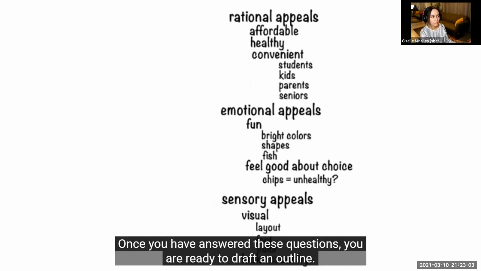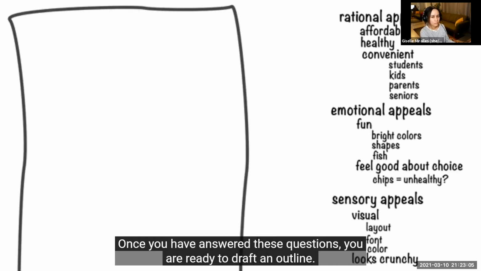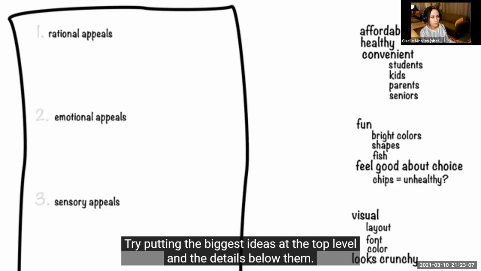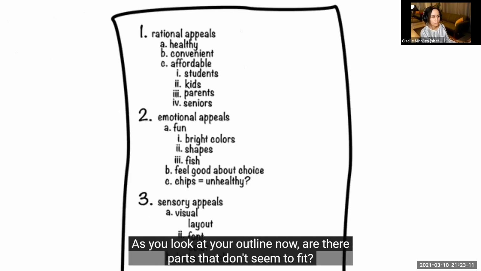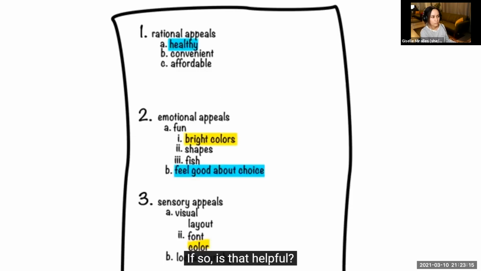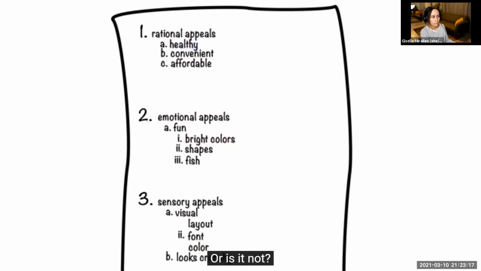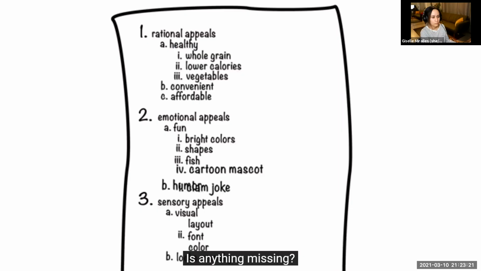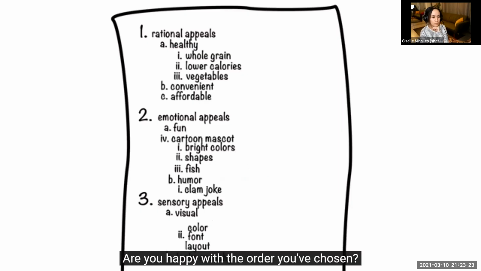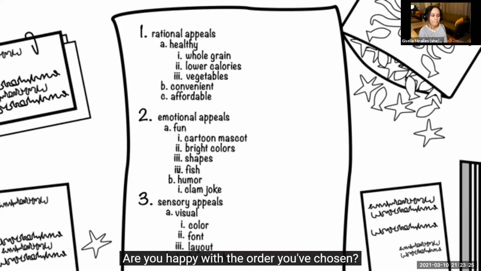Once you have answered these questions, you are ready to draft an outline. Try putting the biggest ideas at the top level and the details below them. As you look at your outline now, are there parts that don't seem to fit? Are you repeating yourself? If so, is that helpful? Or is it not? Do you have enough details to support each of your main ideas? Is anything missing? Are you happy with the order you've chosen? Or do you want to rearrange some things?